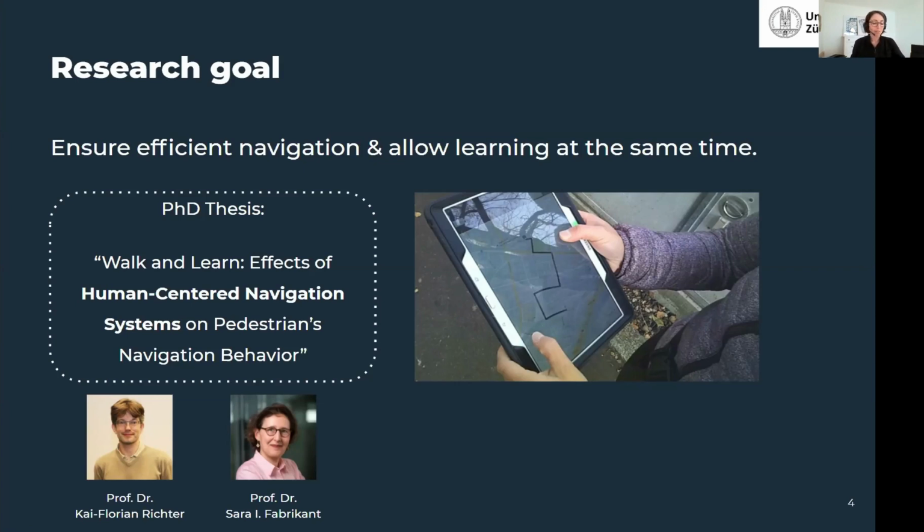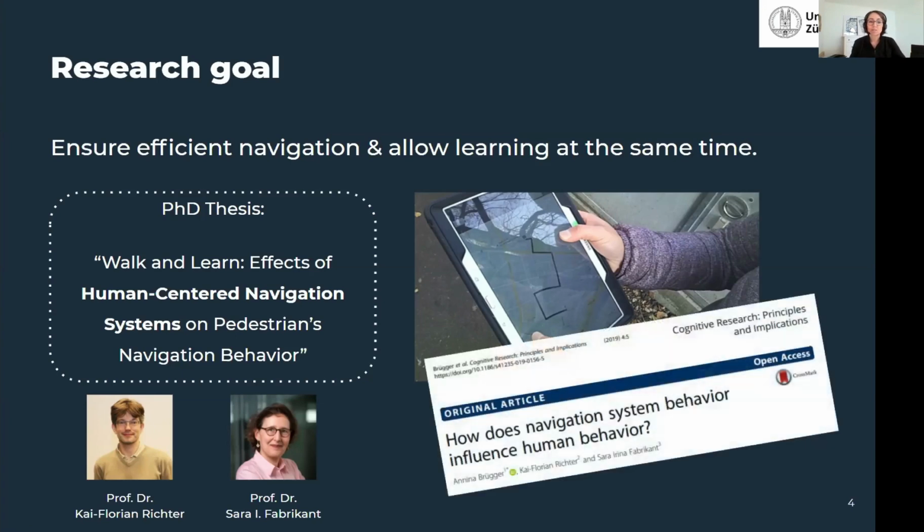Today in my talk, I'm not going to go into detail on the study results and how exactly the experiment was built up. You can find more on that in an open access journal paper called How Does Navigation System Behavior Influence Human Behavior? It's the first study that showed that it actually is possible and that those two factors do not exclude one another.